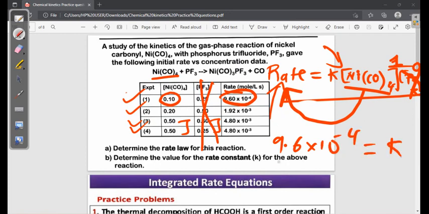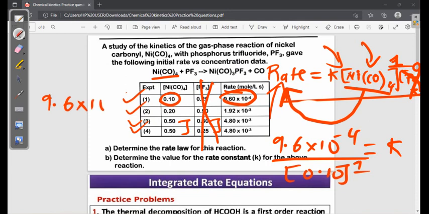So I'll just divide by what? 0.1. Of course, it is to the power what? The power 1, because of what we've calculated, not so. So if you try to divide there, what are you going to have? 9.6 times 10 to the power negative 3.